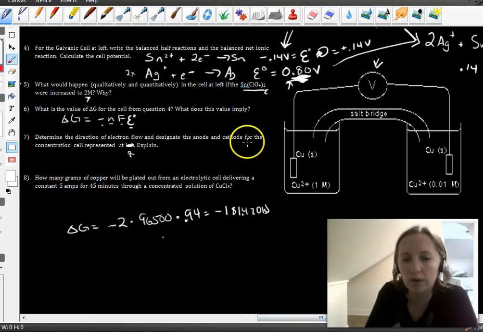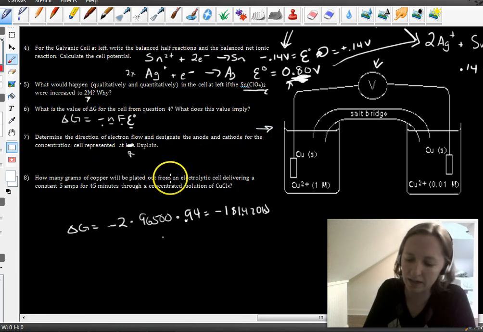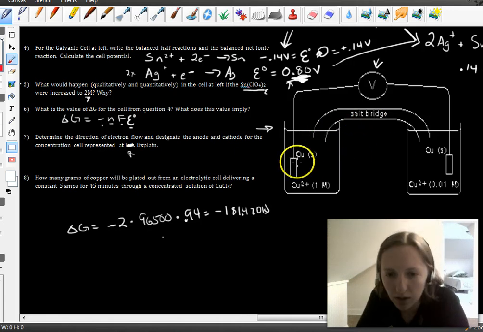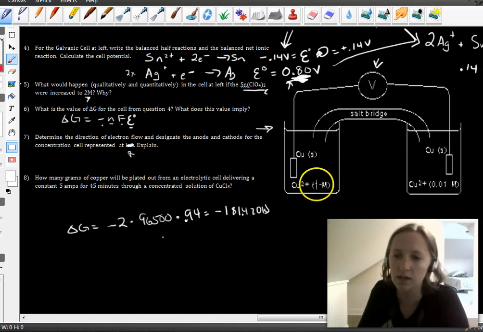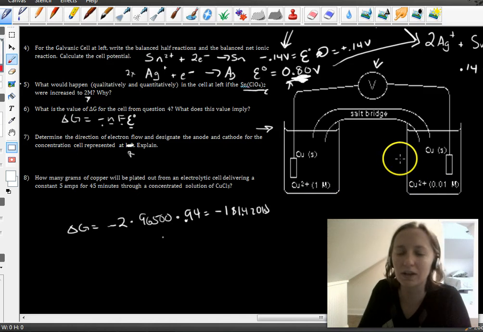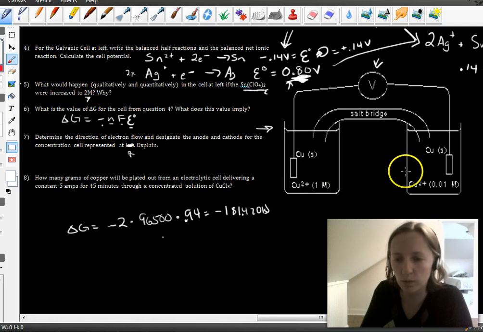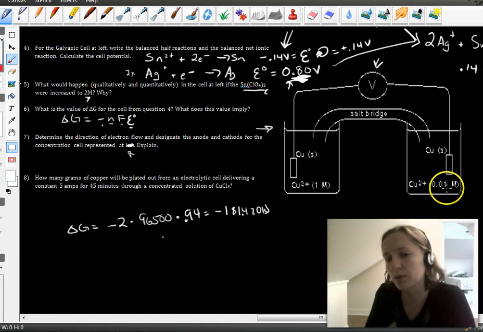All right. Determine the direction of electron flow and designate the anode and cathode for the concentration cell represented at, well, for me it's on the right. For you on your paper it's on the left. Explain. All right, so here is our concentration cell. We've got some copper in some copper ion solution. Let's say this is copper sulfate. Why do we always use copper sulfate? Because it's pretty. We have a concentrated copper here of 1 molar and a dilute copper here of 0.01 molar.